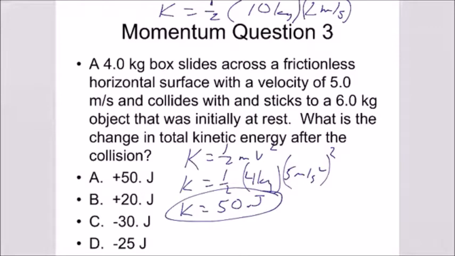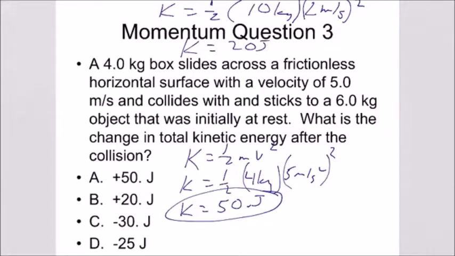So we calculate that out. 2 squared is 4. 4 times 10, 40 times a half is 20. So our kinetic energy after the collision is 20 joules.